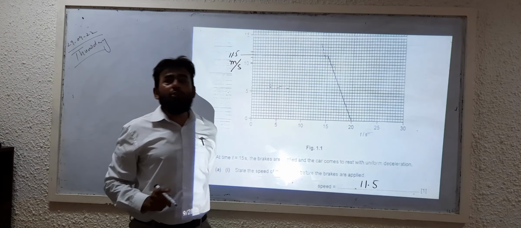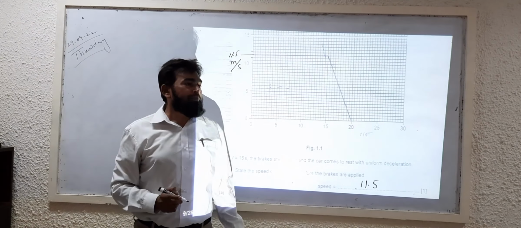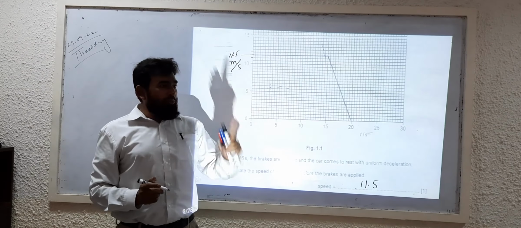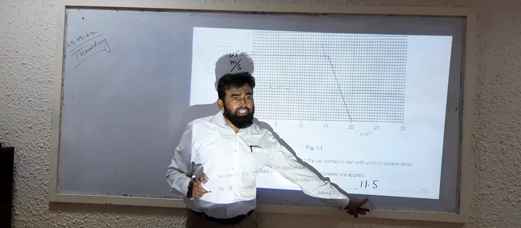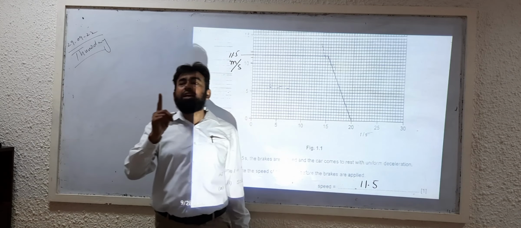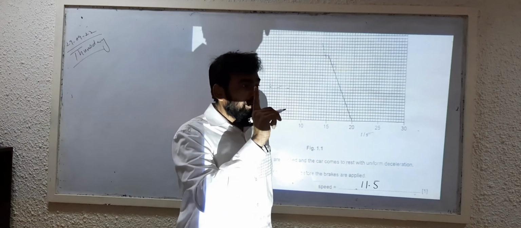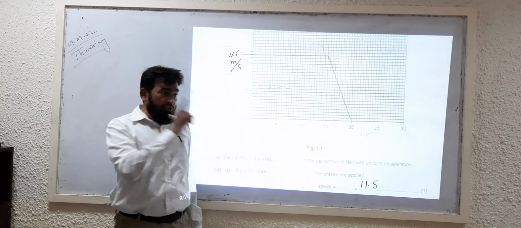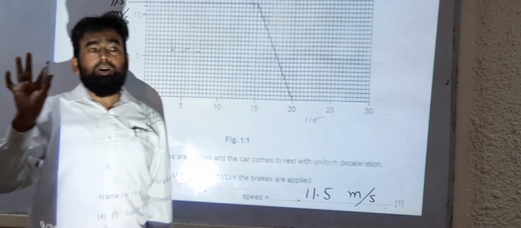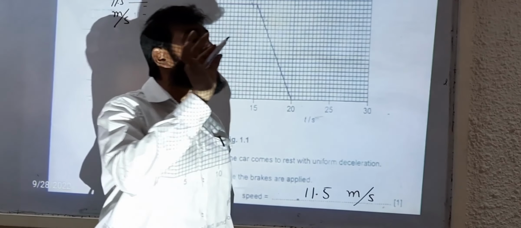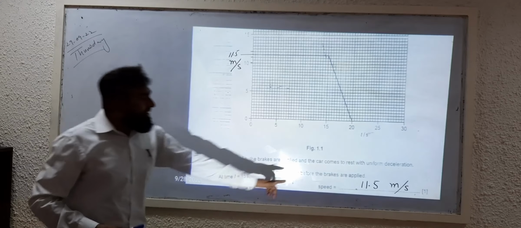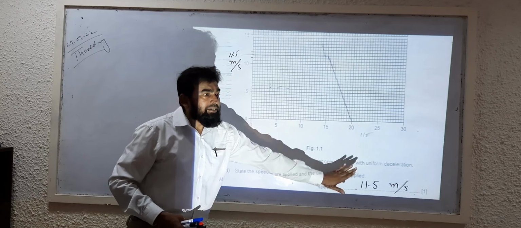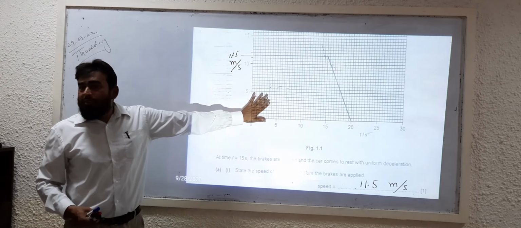Now here I have not mentioned the unit. Remember this, keep in your mind that if you are not mentioning the unit here, the examiner may deduct 1 mark. Even if you have written the right answer, he has the option to deduct your mark. So if you are not writing the unit meter per second, there is no chance of getting half mark. It is 11.5 meter per second. Any doubt about it?